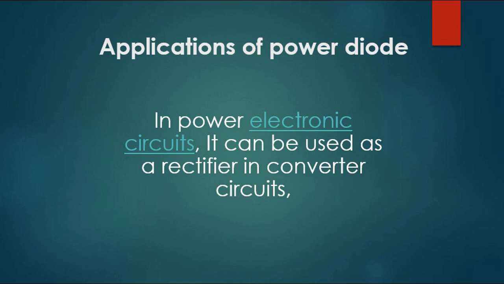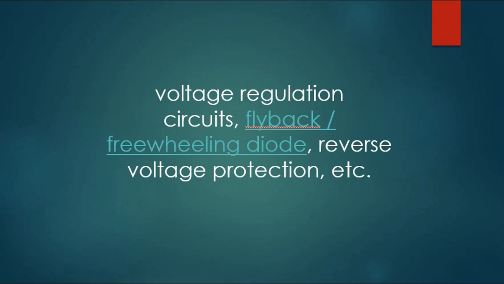Now these are applications of power diodes. Where can we use a power diode? Number one is in power electronic circuits. It can be used as a rectifier, converting AC to DC, in converter circuits. It can also be used in voltage regulation circuits, as flyback and freewheel diodes, and for reverse voltage protection. All these things are power diode applications.